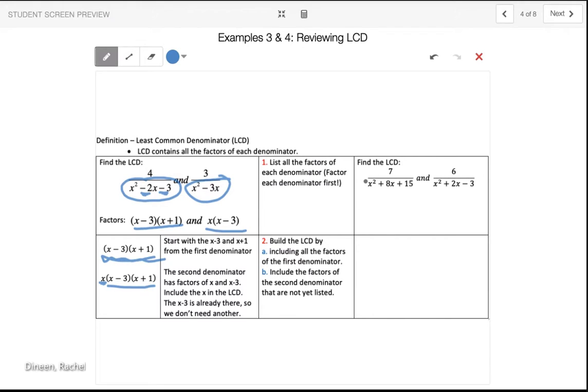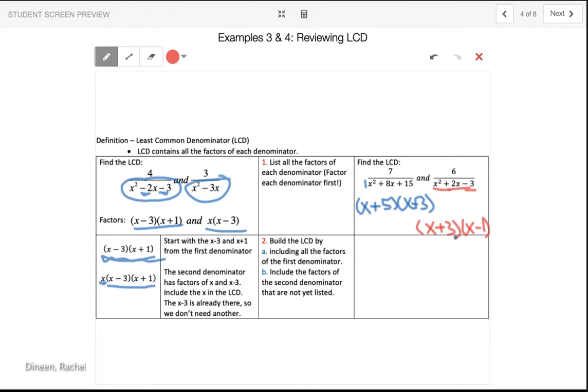Since the leading coefficient is 1, I need to find two numbers that multiply to give me 15 and add to give me 8. If you are thinking 5 and 3, you are correct. So x plus 5 and x plus 3. Then I look at my second denominator. Since the leading coefficient is 1, I need to find two numbers that multiply to give me negative 3 and add to give me positive 2. Those two numbers are 3 and negative 1.